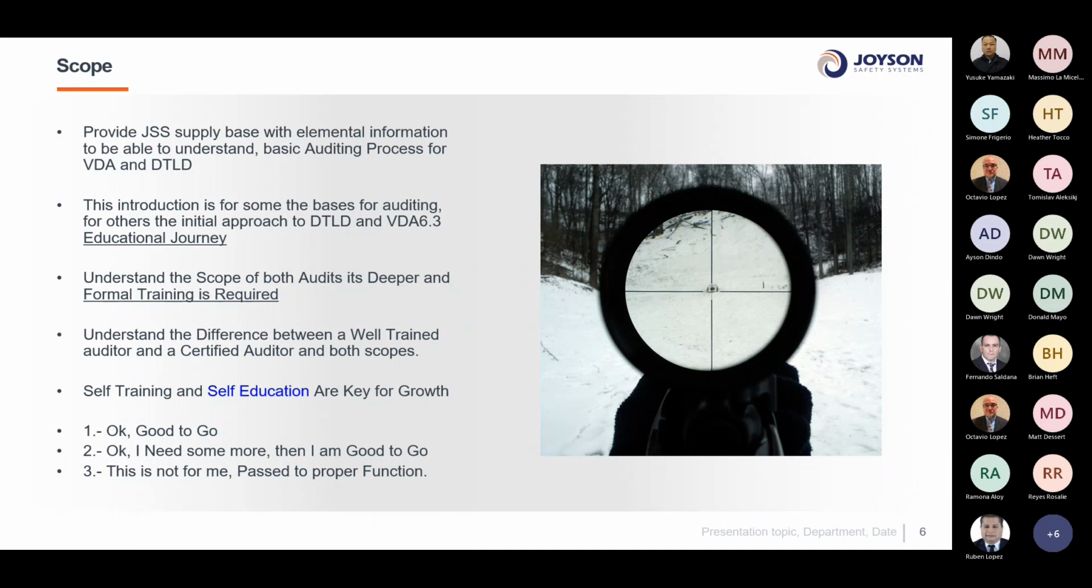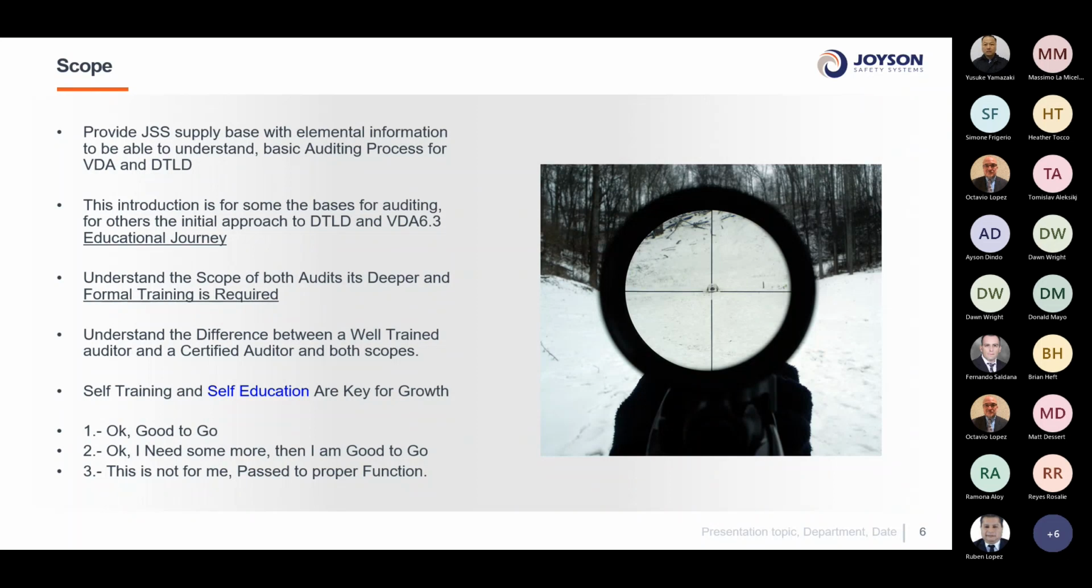This introduction is the basis for auditing for some people. It could be an initial approach to D-TLD and VDA 6.3, or a path to follow for those already involved, and we will provide you with additional tools and information so you can continue that educational journey.